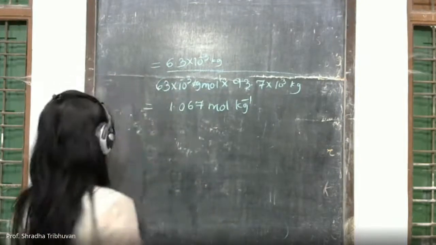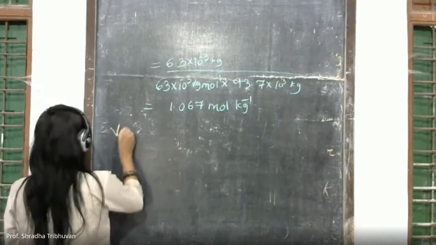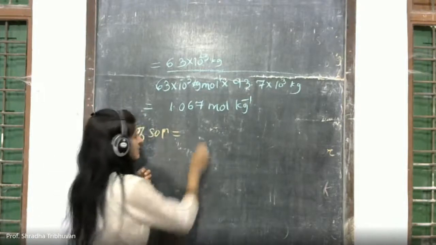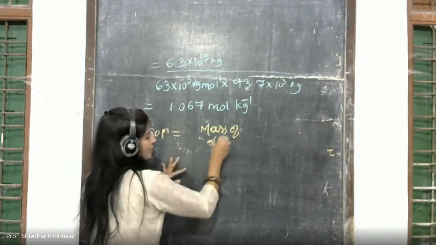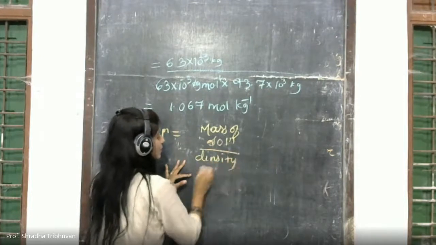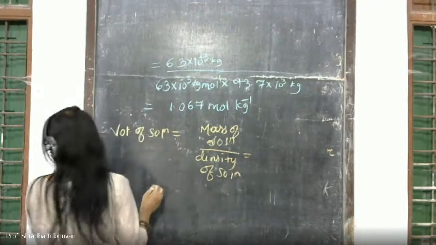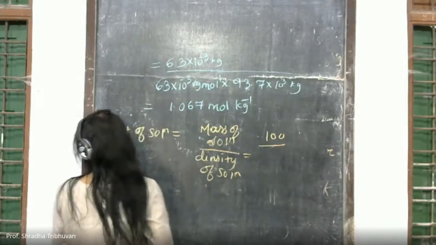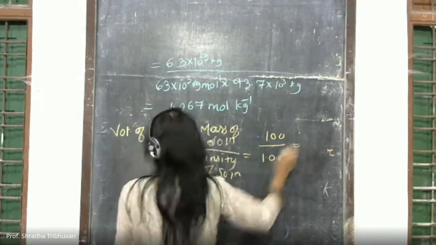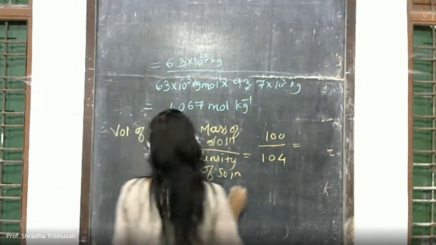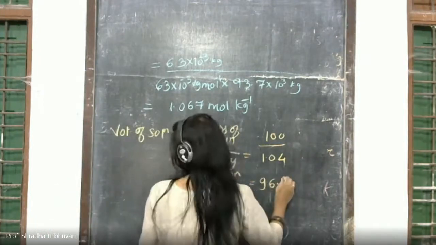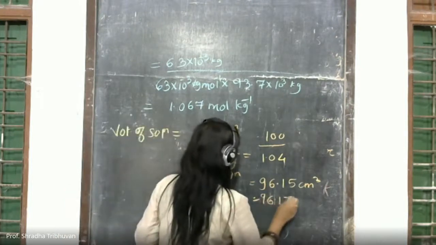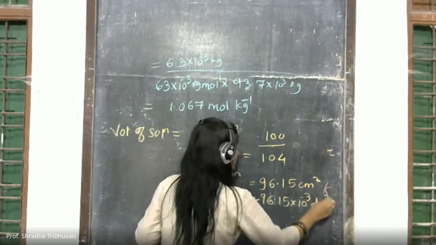Let's go to the another part, that is we have to find molarity. So we have volume of solution, because we have been provided with density. You all know density is equal to mass upon volume. So volume is equal to mass upon density. So mass of solution divided by the density of solution. Okay. So mass of solution, you all know it was in percentage, means it was 100%. And divided by density which is provided to you, and that is 1.04. So here the answer comes out to be 96.15 cm3. So when you convert it to dm cube, you have 96.15 into 10 raised to minus 3 dm cube.